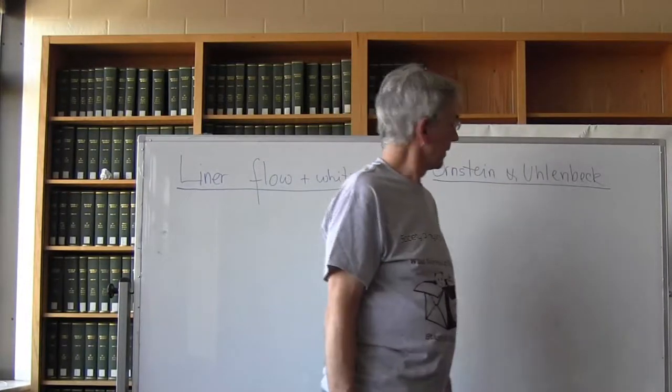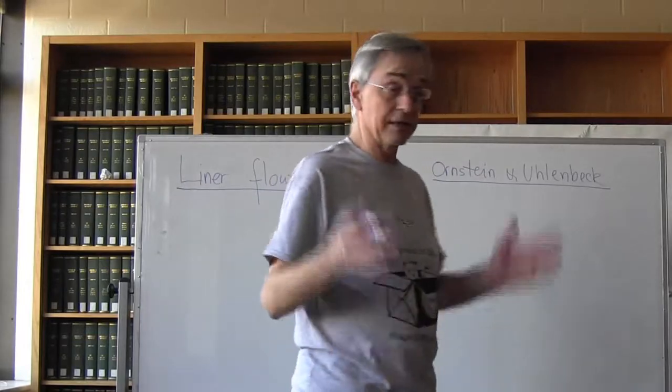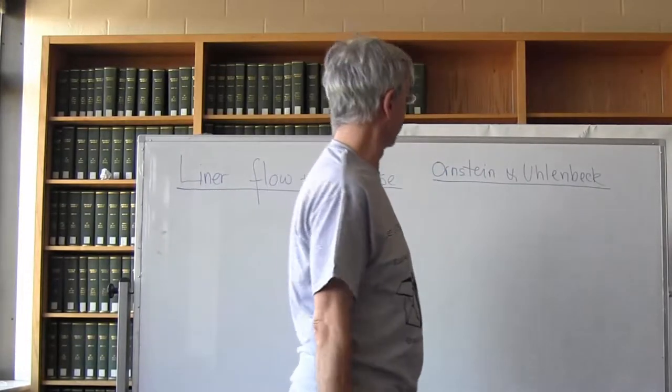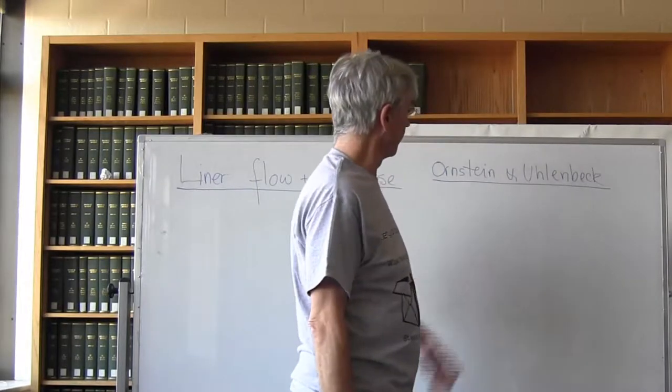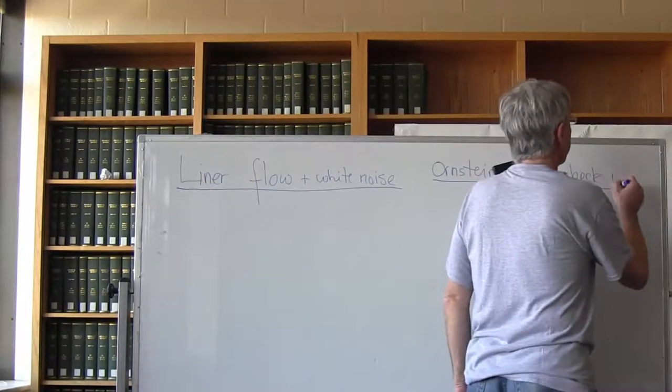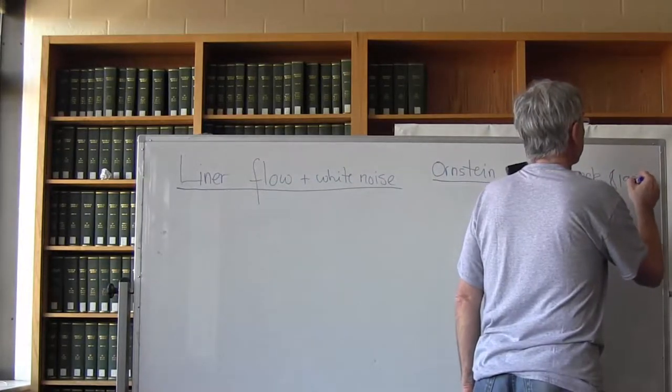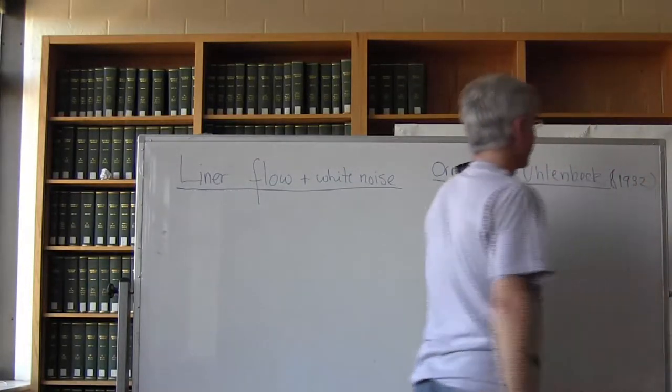And Ornstein and Uhlenbeck do the same, but they put it in a potential. It turns out you can do it analytically, just like you can do a quantum harmonic oscillator analytically. And I'll just take a bare bone of it. So this might be, I don't remember, maybe 1932. Maybe it's much later.